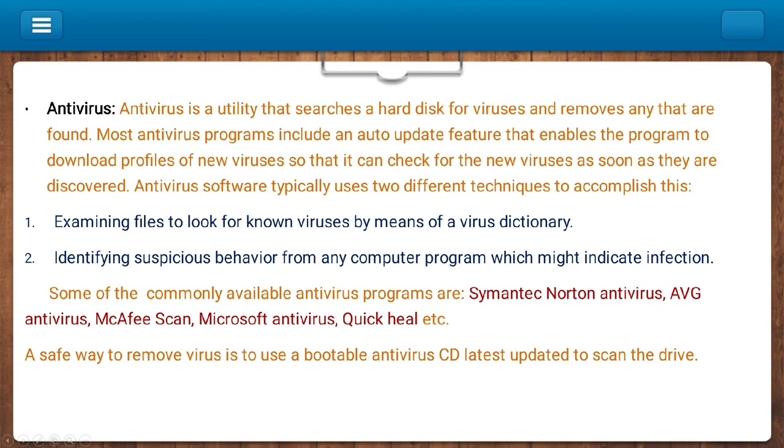Antivirus software typically uses two different techniques to accomplish this: examining files to look for known viruses by means of the virus dictionary, and identifying suspicious behavior from any computer program which might indicate infection. So these two important techniques it accomplishes.